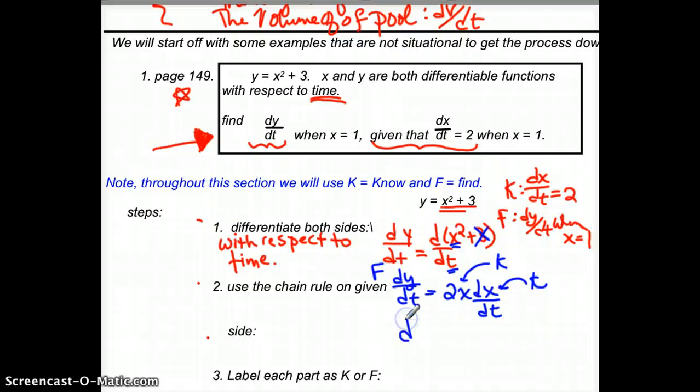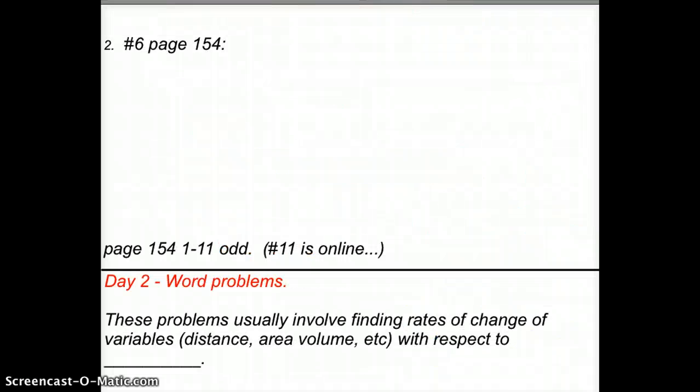So what I've got here is my change in y with respect to time is twice x, which they told me is 1, and they told me my change in x over time, when x is 1, is 2. So my answer is just 4. I'm not a big fan of these kinds of problems, but they're giving them to you so you can get the process down before we get into the word problems. So it's a nice short little notes.